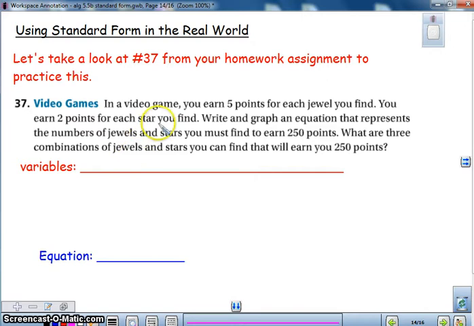Here's one from your book. Video games, you earn 5 points for each jewel, 2 points for each star. Write an equation to earn the 250. Let's think about what our variables are. Our variables are the jewels, and we are looking at stars. So if you should write in jewels and stars, what is our equation? 5 points for each jewel plus 2 points for a star is going to be equal to 250.